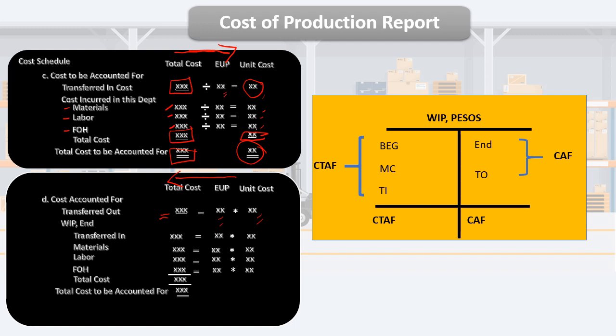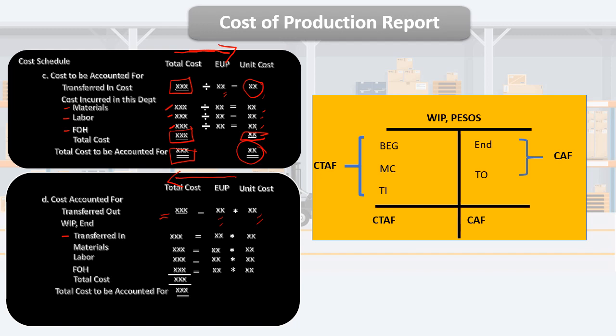So, sa case natin, meron tayong ilalagay na work in process ending inventory sa ating transferred in kapag ito po ay hindi initial department. Kasi di ba meron tayong mga pagkakataon na pinapasa ang department pero hindi lahat yun ay ipapasa sa next department kasi meron tayong naiiwan.